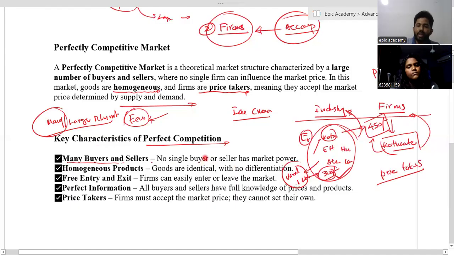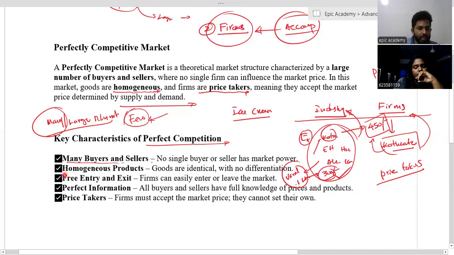There's no power for any kind of seller or any kind of buyer. As an example, you are also a buyer in the price market, isn't it? Yes. But you cannot change the price of the 1 kilo of rice, isn't it? You cannot change it.